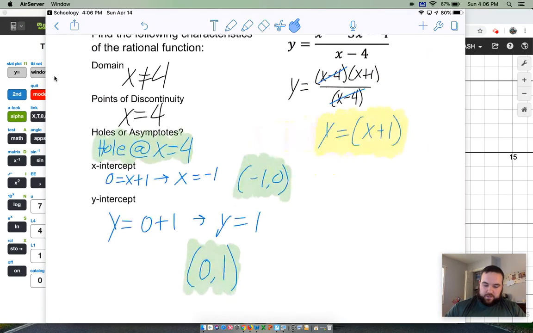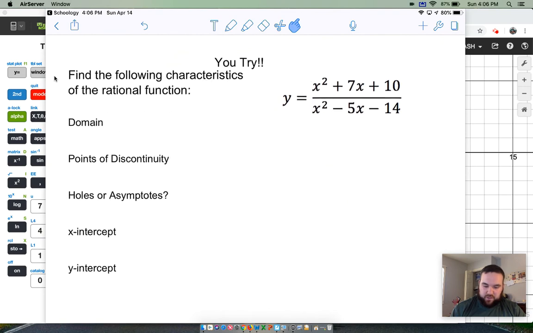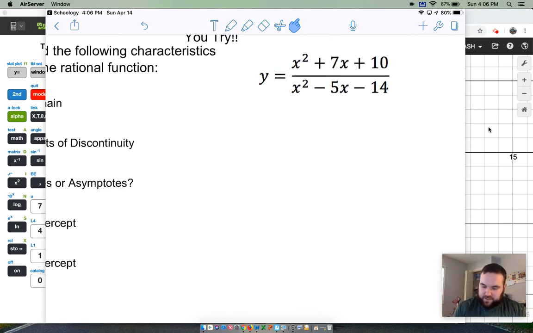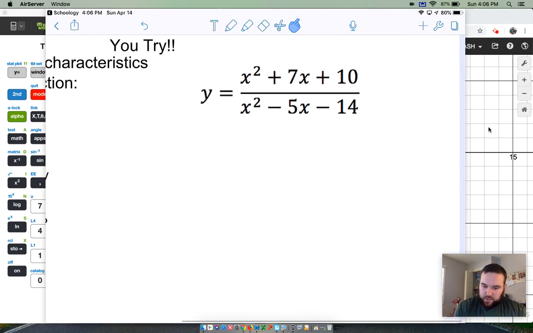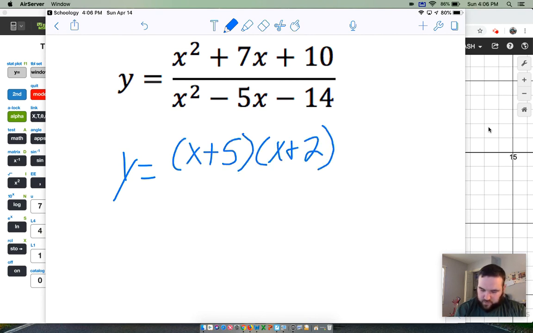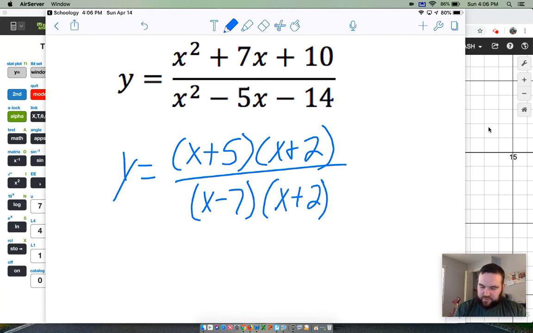If you want, go ahead and give this last problem a shot. I would recommend you try it, and then we'll wrap this up. So first things first, I need to factor the top and the bottom here. So I'm going to find factors of 10 that add to 7, which are 5 and 2. And then I have to find on the bottom factors of negative 14 that add to negative 5, which are x minus 7 and x plus 2.